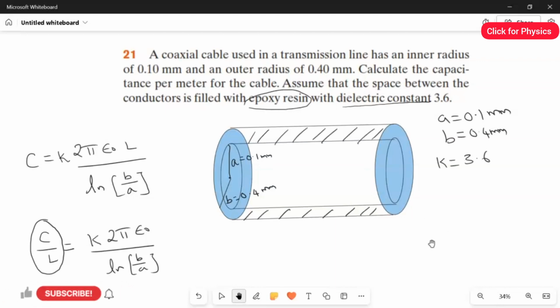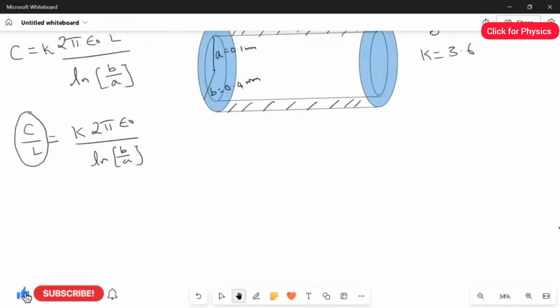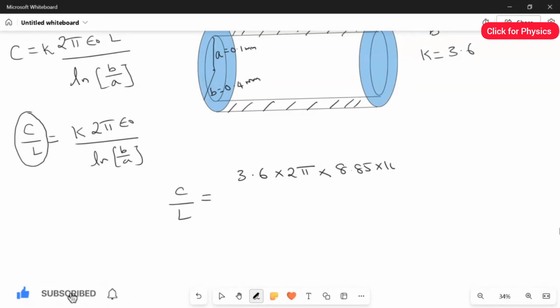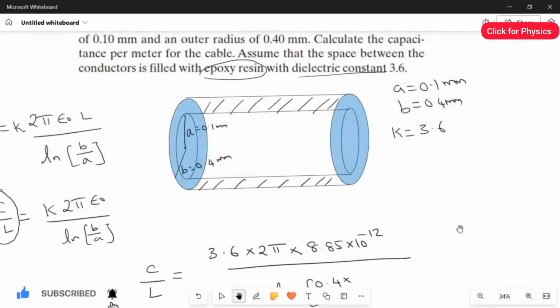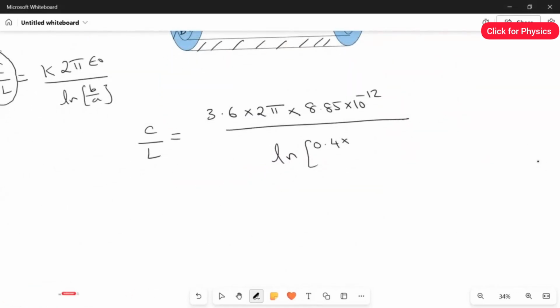Clear? So now we have to substitute the values into this equation to get the answer for C over L. C over L, the capacitance per meter of the cable, equals the K value, 3.6, multiplied by 2 pi multiplied by epsilon naught, which is 8.85 times 10 power minus 12, divided by the natural log of B over A. The outer radius is 0.4 millimeter, and we have to convert that value to meter, so we multiply with 10 power minus 3, divided by the inner radius 0.1 multiplied by 10 power minus 3.